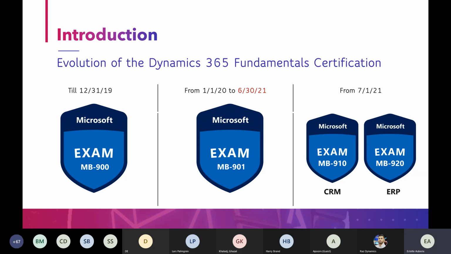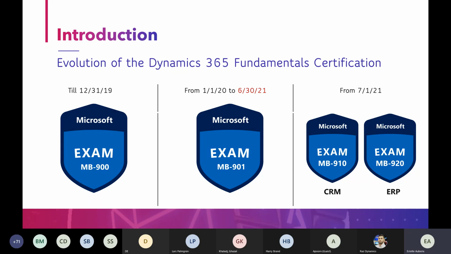And now the exam is going to be split again into two other exams, which will be MB 910 and MB 920. So 910 is for the CRM. CRM is customer relationship management. It's more focused on your commercial task force. It's about your customers, the relation with your customers, the marketing, and how to increase your sales and your business.